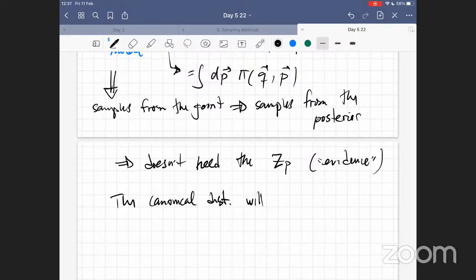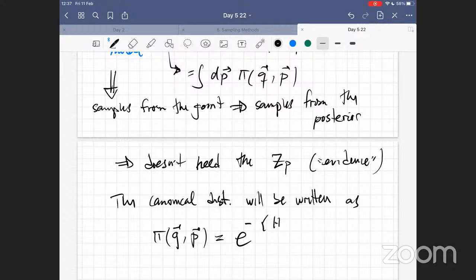Okay, so the canonical distribution will be written in the following form. This pi of Q and P is written as the exponential of some function, which is nothing but the Hamiltonian.